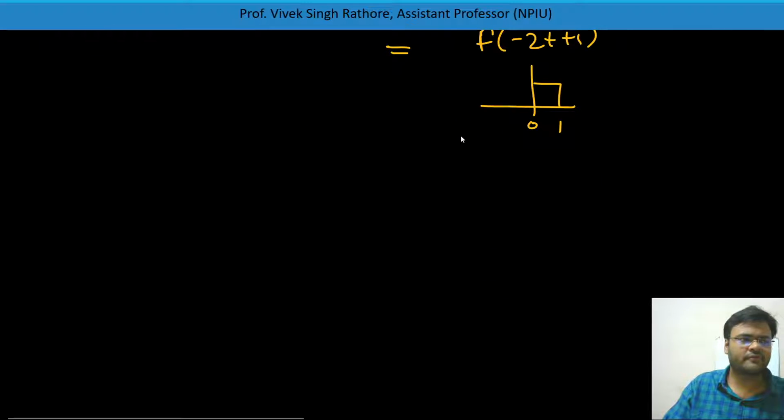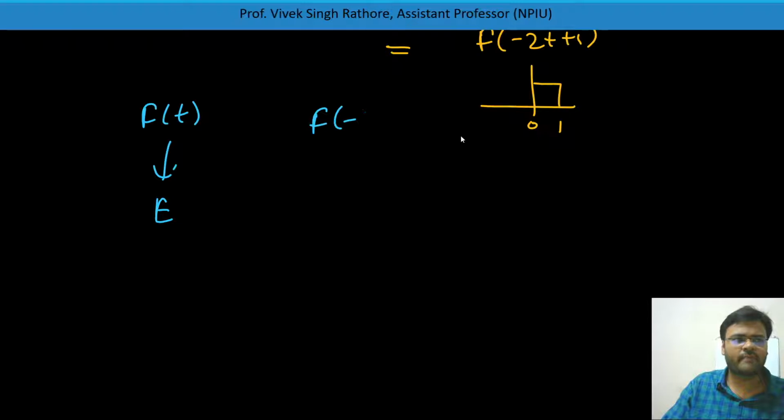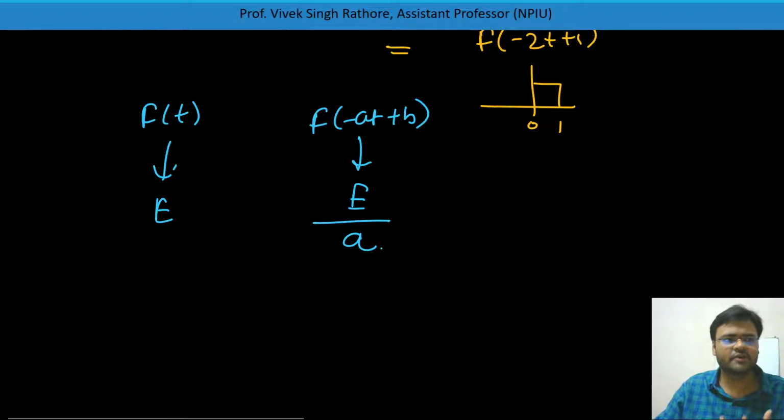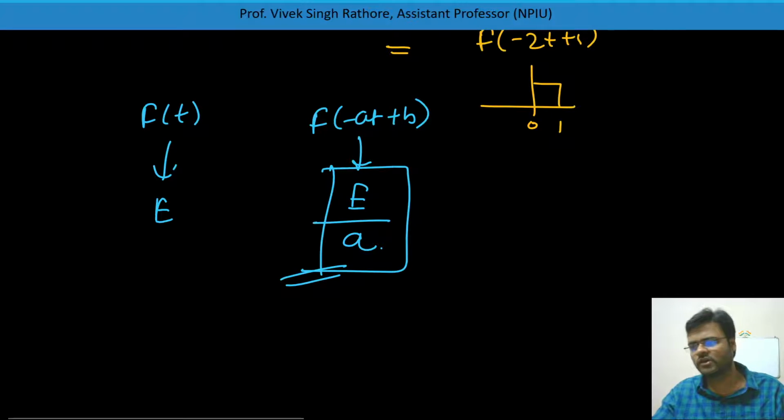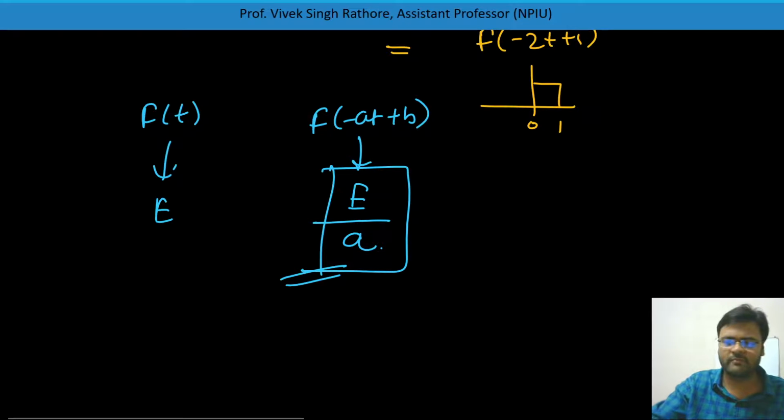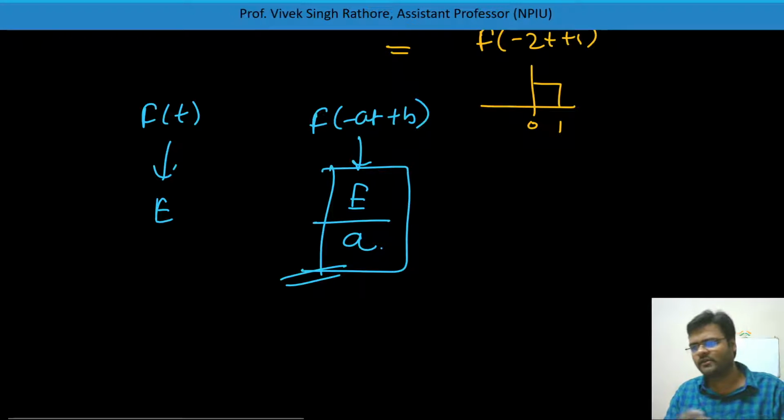So if this signal f(t) was having energy equal to E, then f of minus at plus b will be having energy equal to E by a. Okay, this is reduced actually. So whatever scaling factor will be there, that will be there. So it has been reduced. So this value you need to remember, because this question was also asked sometime. So E by a you need to remember.